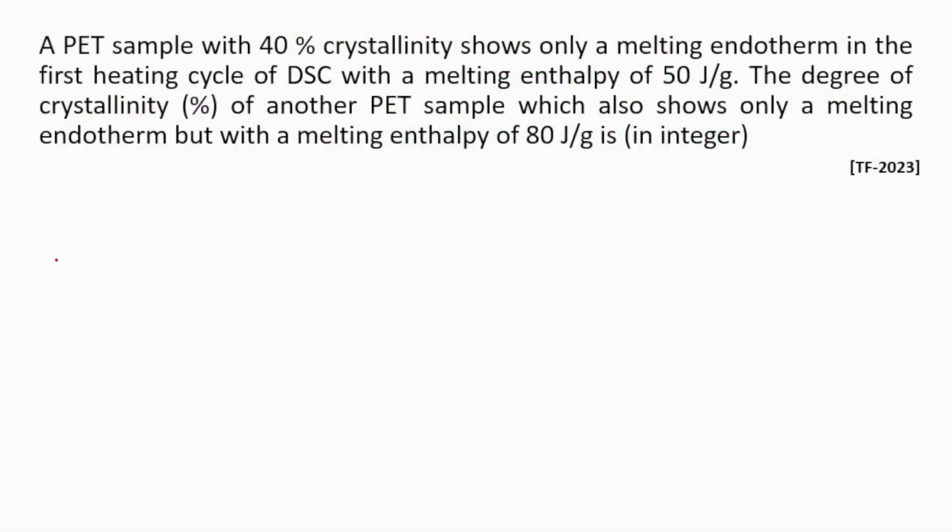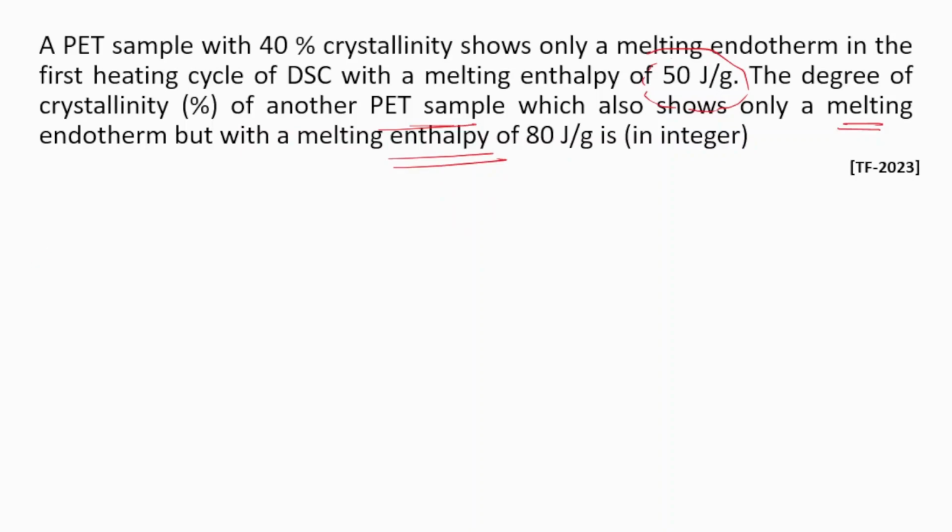Question: a PET sample with 40% crystallinity shows a melting endotherm in the first heating cycle of DSC with a melting enthalpy of 50 joule per gram. What is the degree of crystallinity, in percentage, of another PET sample which also shows a melting endotherm with a melting enthalpy of 80 joule per gram? So how will we do this question?